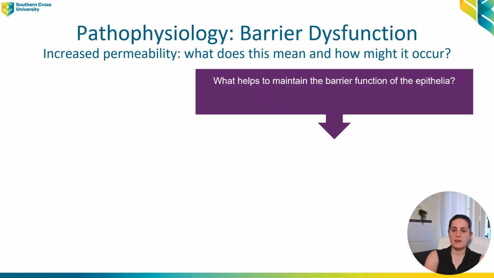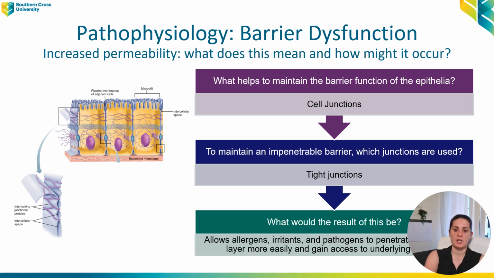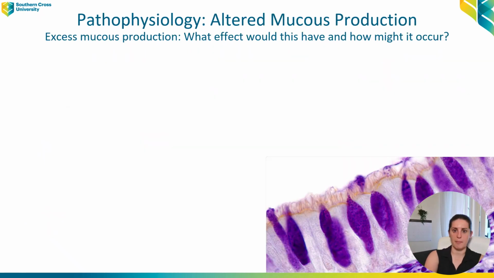We also have disrupted barrier function. So basically the tight junctions are aiming to not let anything through. But when they're disrupted, we're going to have a bunch of allergens and irritants and pathogens that are now able to penetrate that barrier.